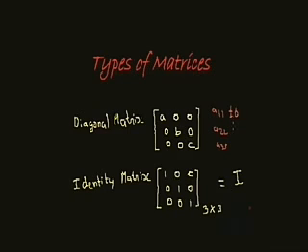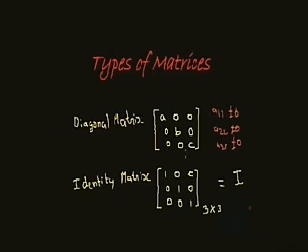a33 is the position of c. They are all not equal to 0, and other entries are equal to 0. So a diagonal matrix is a matrix in which the entries in the diagonal are non-zeros and they are different. They can be different. They can be same.